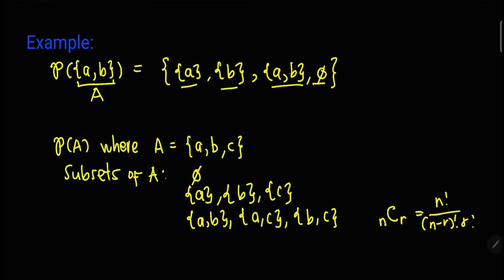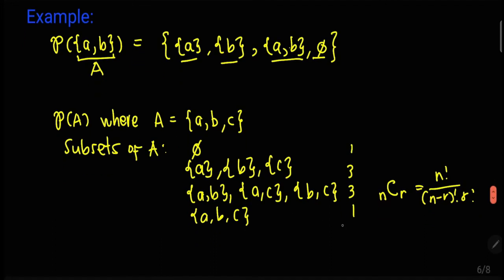Now, if we get 3 elements of A, then we get the whole set, A, B, C. So, all in all, we have 1 empty set, 3 singletons, 3 containing 2 elements, and 1 containing all. So, we have a total of 8 subsets of A, which comprise the power set of A.